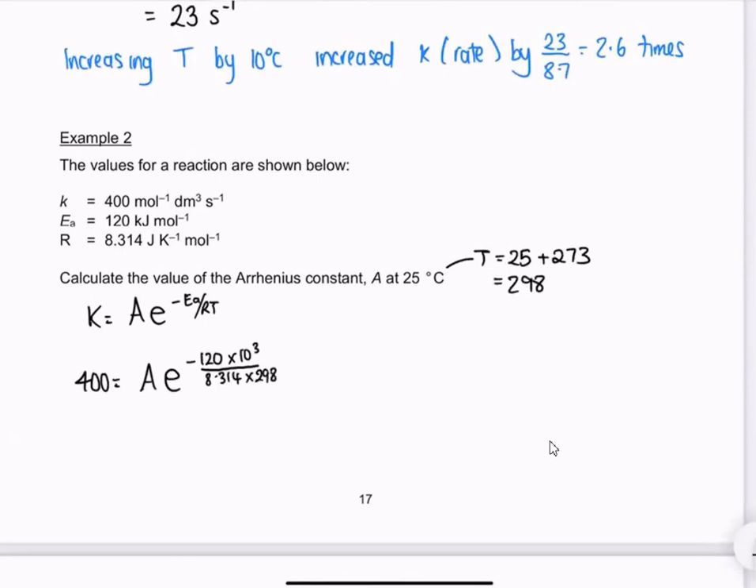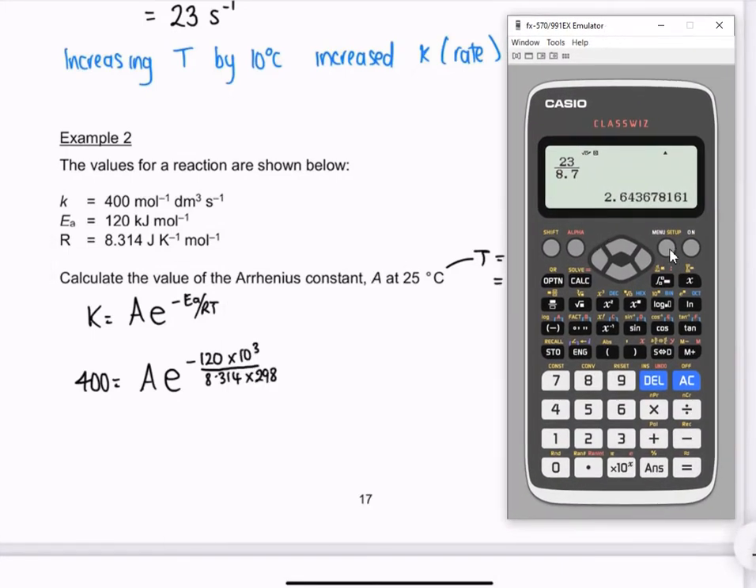So what I would suggest you do on this one is work out what this exponential function is before you take it over to the other side. So actually calculate the value of that exponential function. So to do that, we're going to bring back our calculator. We're going to go shift log, put in the fraction, put the minus sign in. We've got 120 kilojoules per mole, but we're going to convert to joules per mole. And we're going to divide by 8.314 times 298.